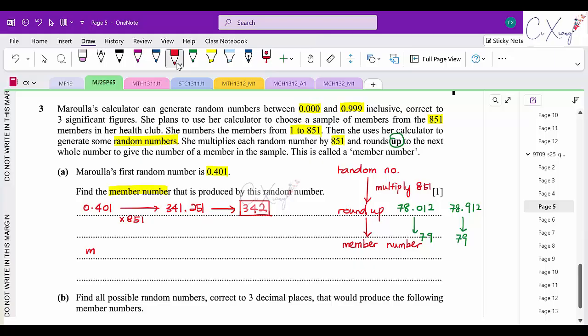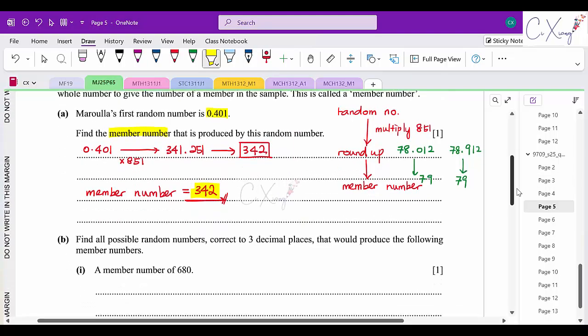So you can write it out like this. The member number is 342. Okay, so you just need to make sure that you understand the process to get the member number. Then it will be quite straightforward.